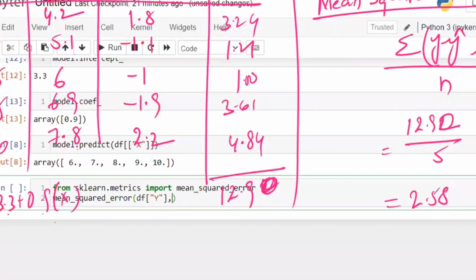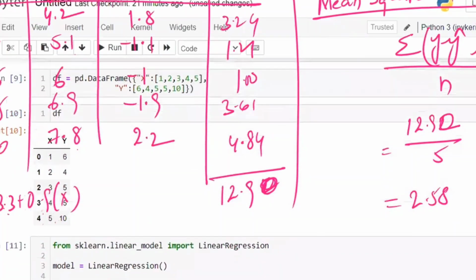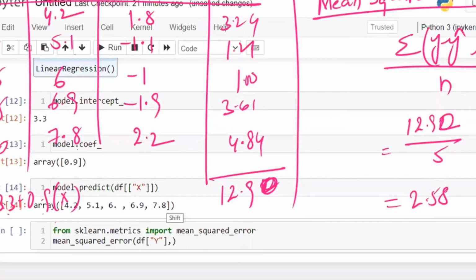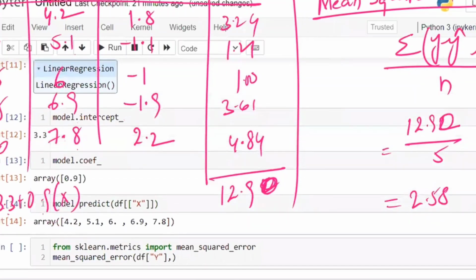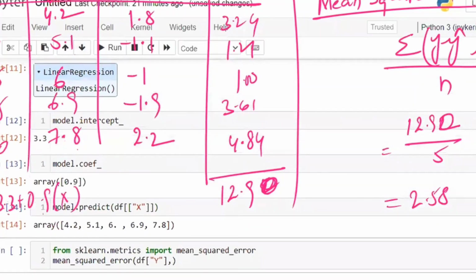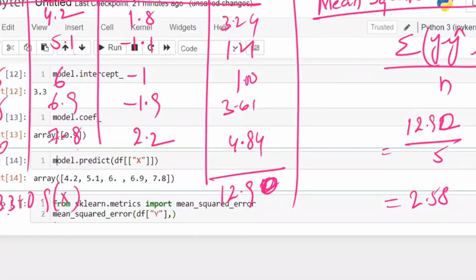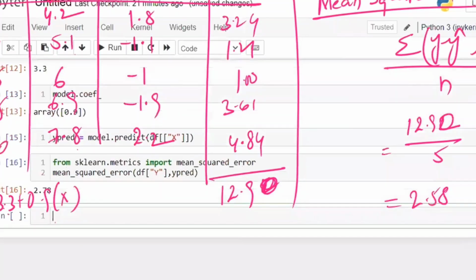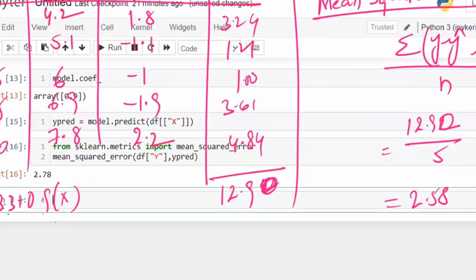And predicted y. What I'm going to do is, this is the model and this is the equation, and I'm going to predict using this. These are the predicted answers: 4.2, 5.16, 6.9 and 7.8. These predicted answers I'm going to keep under the name ypred, which is the predicted values. Now I'm going to give ypred here, and the result is 2.78.